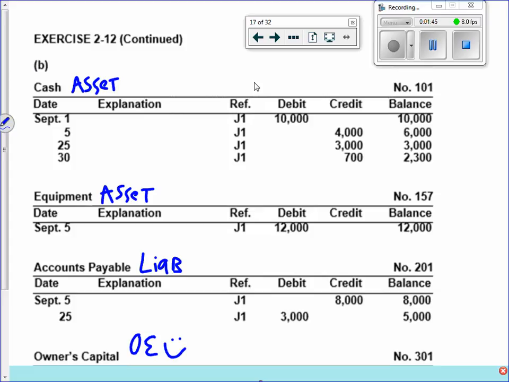All right, so any asset is a normal debit balance, so the debit's the increase, the credit's the decrease. As we go to the other side of the T, the right side, that becomes the credit as the normal balance side, so the credit's the plus, the debit's the minus. Okay, I'm going to scroll so I can get at the bottom one.